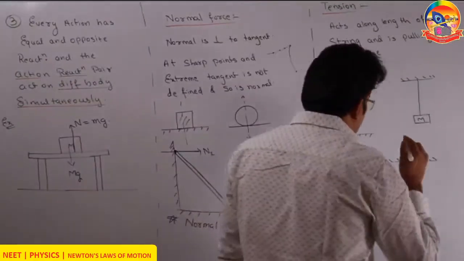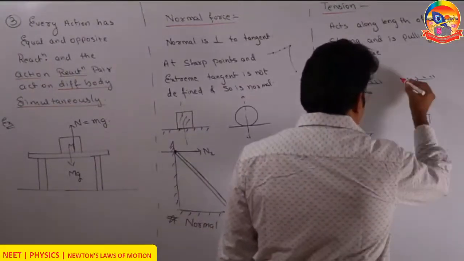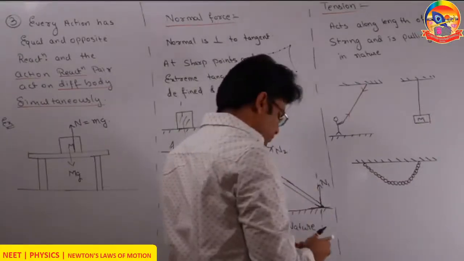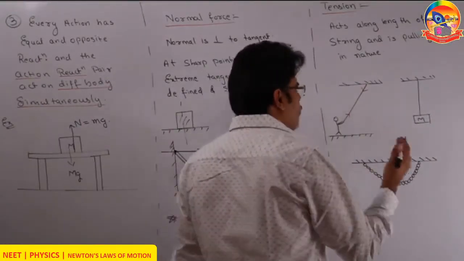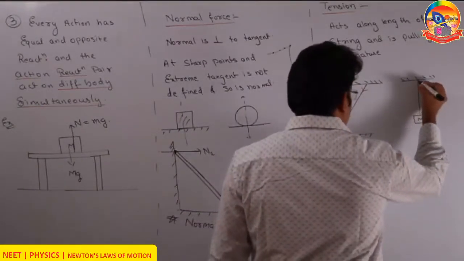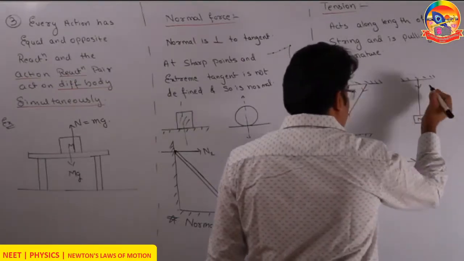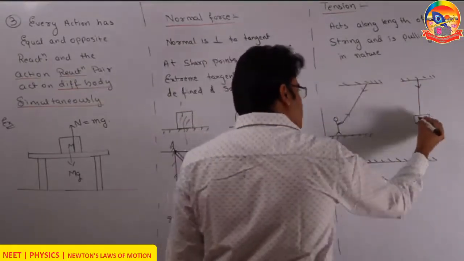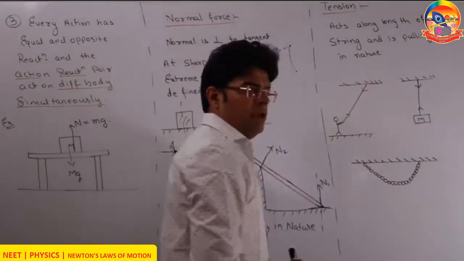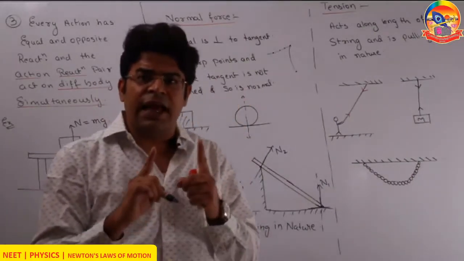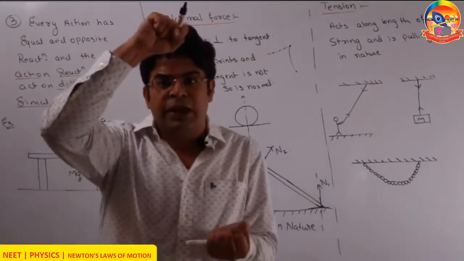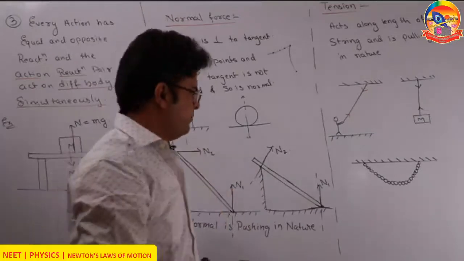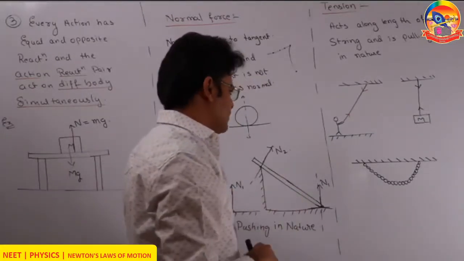Let's take one more example, a mass hanged from a ceiling using a thread. What is the direction of force applied by this thread on the ceiling? It will try to pull the ceiling down as well as it will pull the block up. The force of tension acts along the length of the string and is pulling in nature. It pulls both sides.